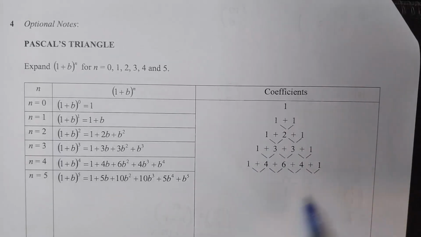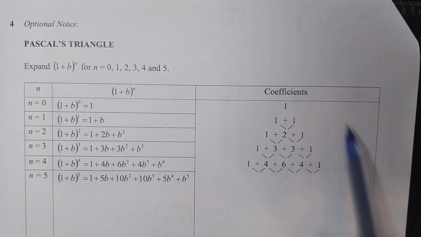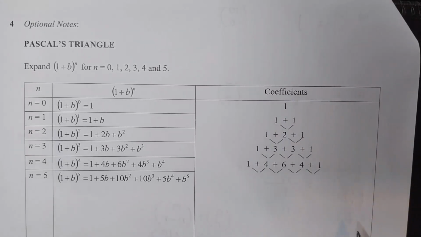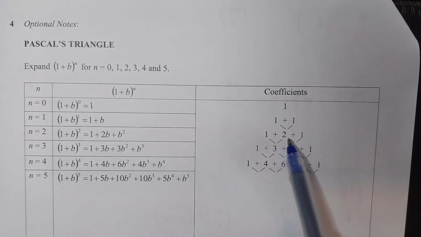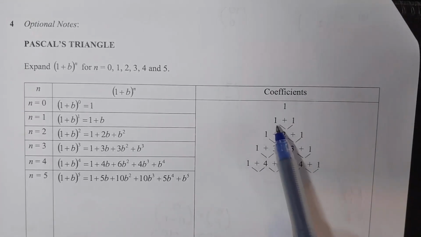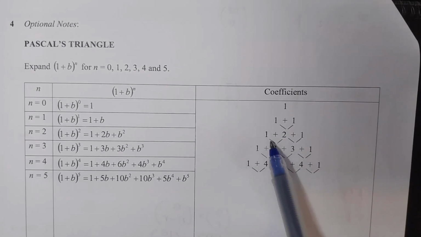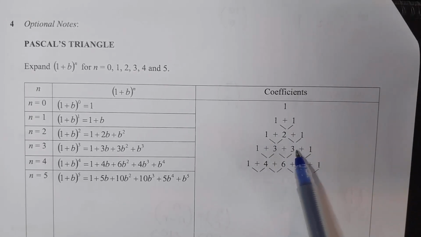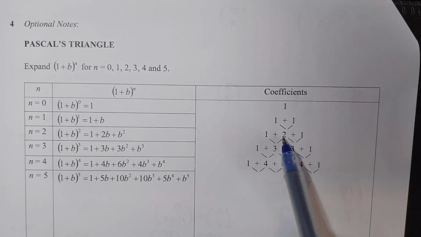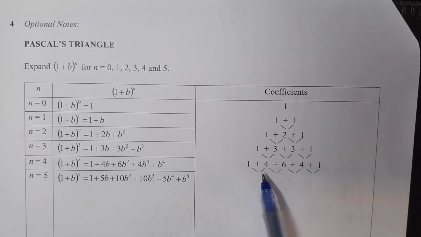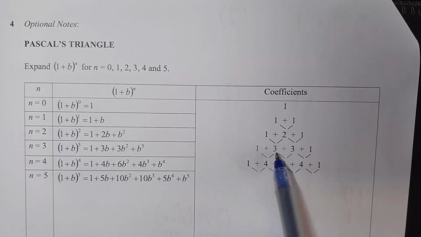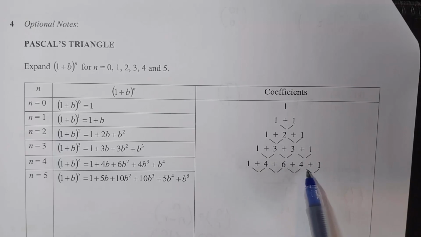Now let's pause here and look at whether we can see a pattern that's going on the right hand side here. You realize that 2 can be derived by having 1 plus 1. 3 can be derived by having 1 plus 2. The 3 here can be derived by having 2 plus 1. The 4 here can be derived using 1 plus 3. The 6 can be derived using 3 plus 3. And the 4 can be derived using 3 plus 1.